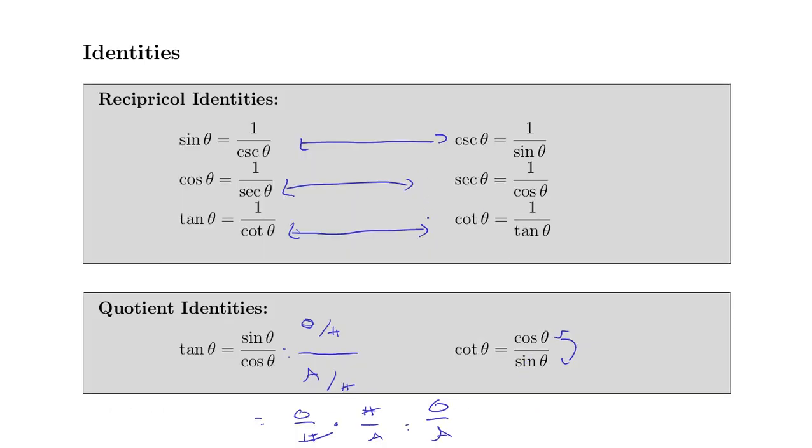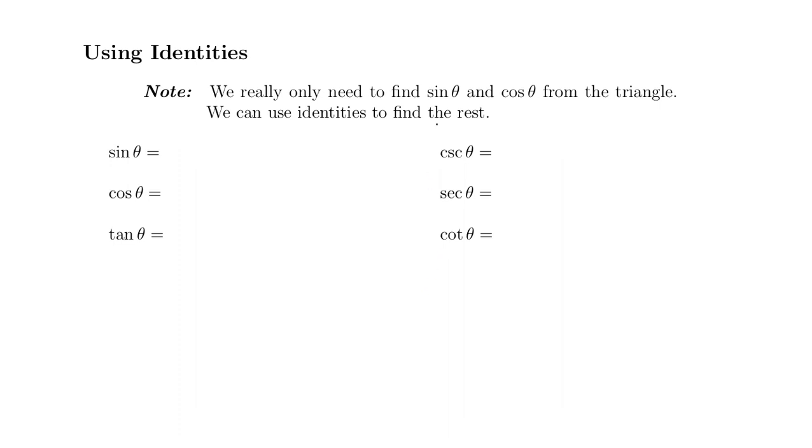So we really only ever need to be able to find sine and cosine because you can get tangent from there. And once you have sine, cosine, and tangent, you can get cosecant, secant, and cotangent super easily. So sine and cosine are really the only ones that you need to be able to find. So that's what I'm saying here. We can use identities to find the rest. So maybe what I'll do is I will give you some values for sine and cosine, and you can go ahead and fill in the rest of these things just to see what we've got.